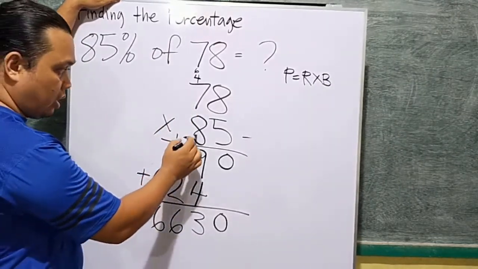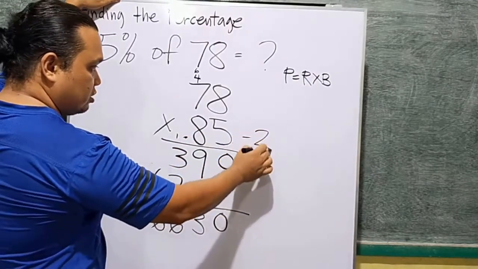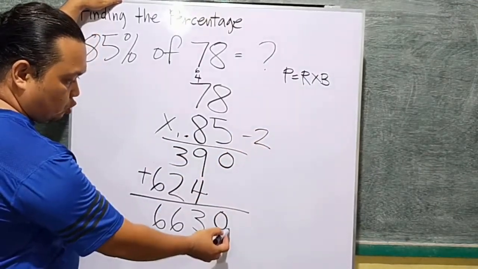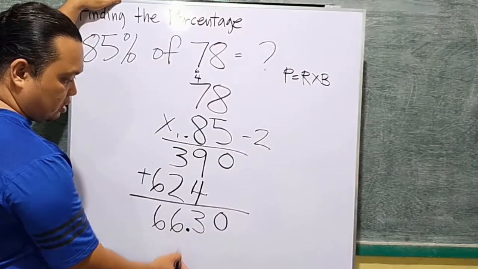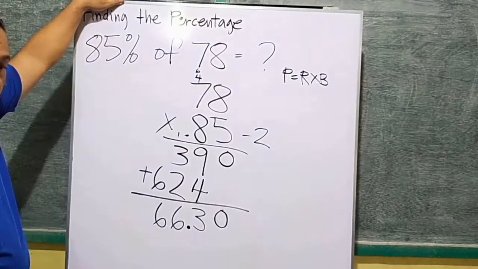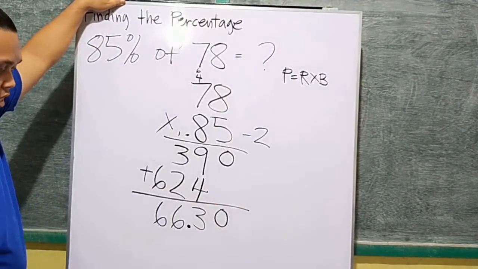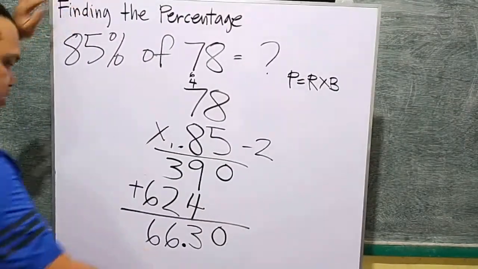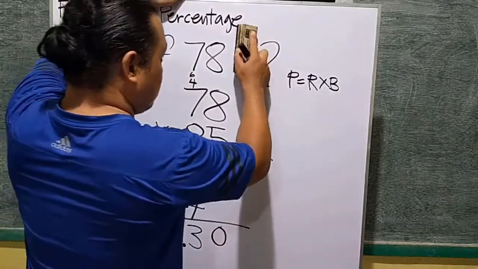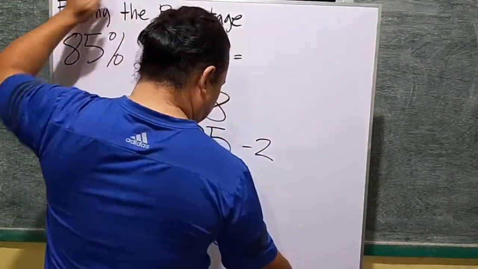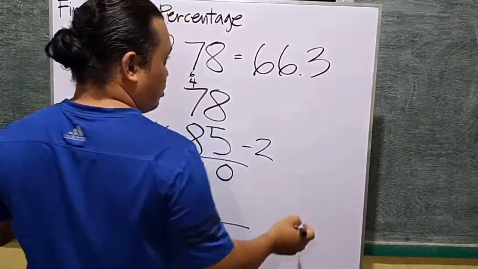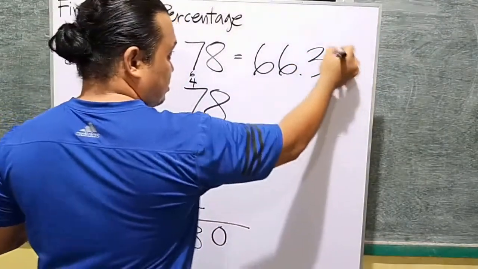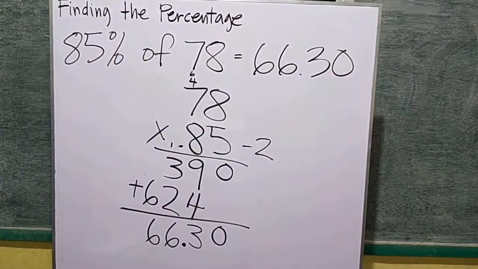Okay, so we have 1, 2. So 2 here. So from here, 2 steps also. 1, 2. So it's between 6 and 3 for our decimal point. Okay, so meaning to say, our answer is 66.3, or 66.30, still the same. Okay, that will be our answer.